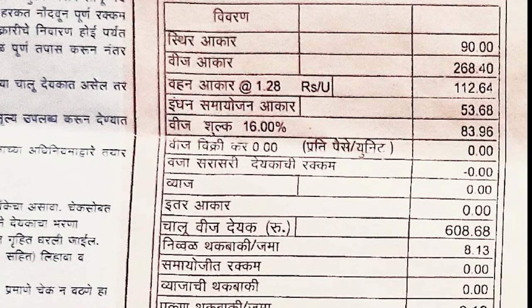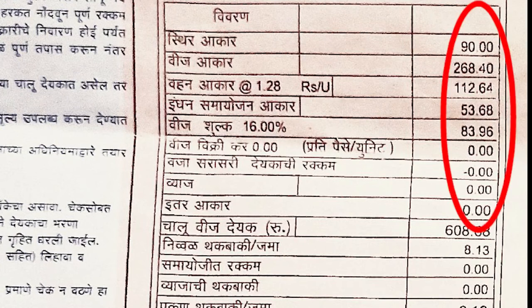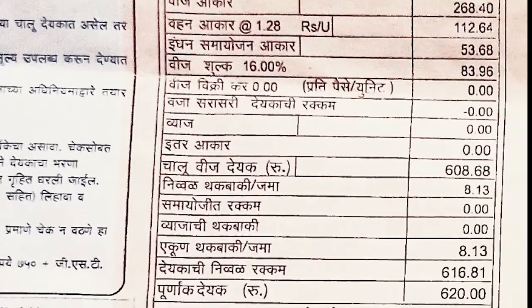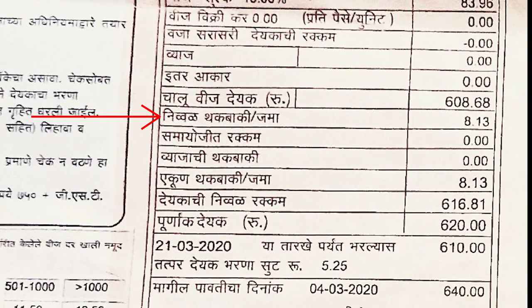Lastly, electricity charges of 16% is applied to the total of above quantities, which in this case is rupees 83.96. Therefore, the total amount to be paid for the month is the addition of all the 5 quantities calculated and mentioned above. If there are any previous unpaid dues, they get added to current month's bill amount.